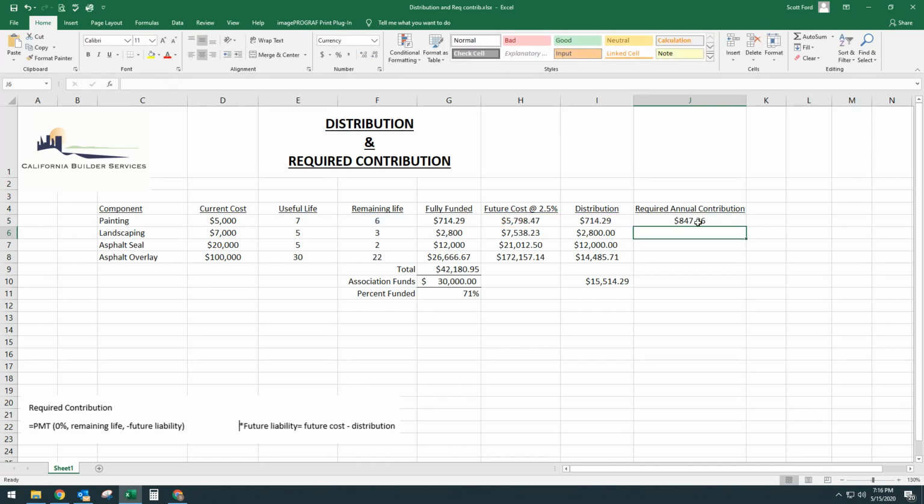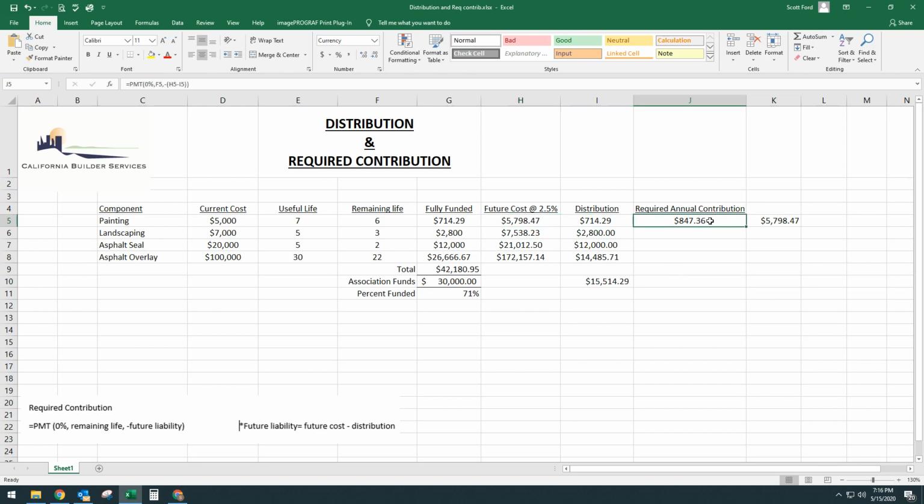Okay, so this formula is saying that every year, $847 should go towards painting, so that in 6 years, we're going to have a total amount of thereabouts $5,800. So let's test this. We're going to have equals, open that parentheses, the required contribution times the 6 years remaining plus how much we've already put in that account. Open that a little bit wider. And this should equal this, which it does.